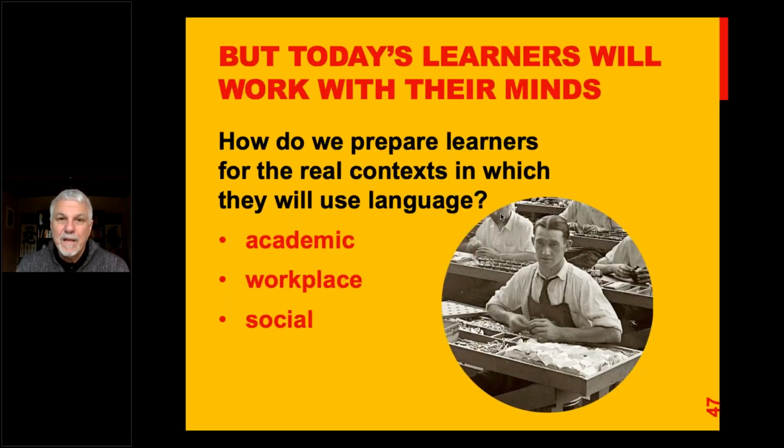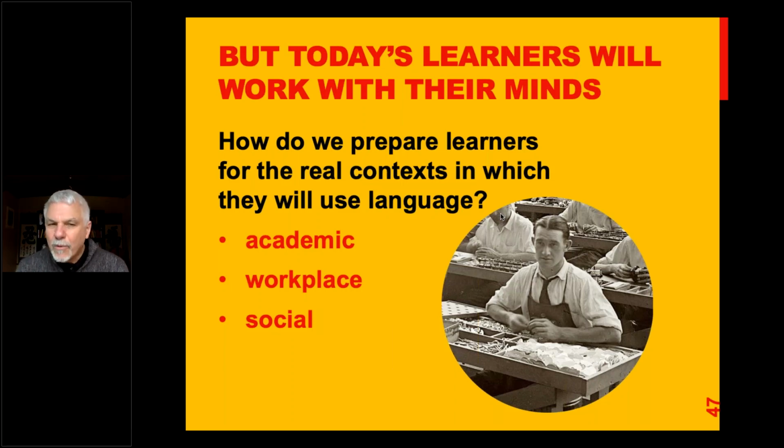Our contexts are different. Today's learners will work with their minds. The vast majority of students who graduate from university in particular, even from high school, are not going to be working in factories. They're going to be using their minds in something, especially because robots are coming, right? We have so much automation in the workplace. Why do we need human workers in a factory anymore when you could buy a robot that will do the job of 3 people working 24 hours a day, 365 days of the year? It's basic economics. It just doesn't pay to have human workers in many cases. So it will change. So how do we prepare learners for the real context in which they will use language?